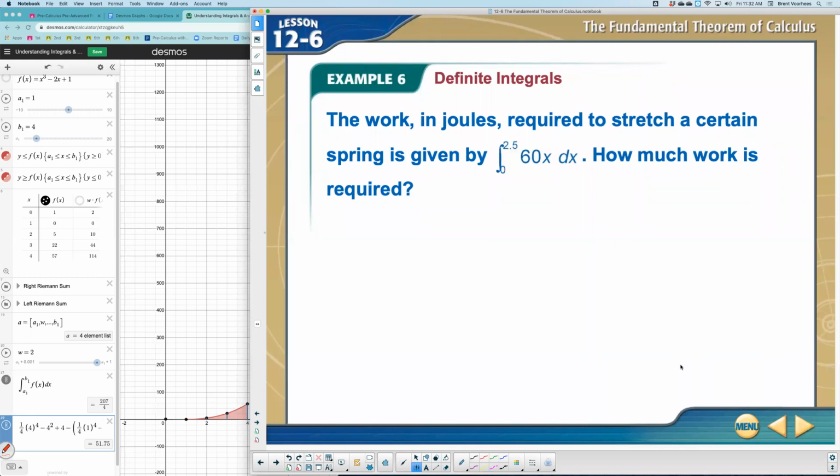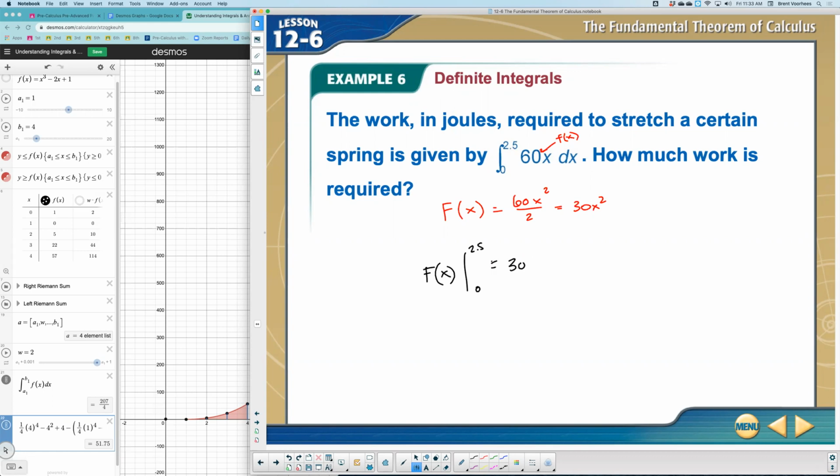Example 6. Now let's take a look at a real world example here. It says the work in joules required to stretch a certain spring is given by that integral. How much work is required? Okay, if I wanted to use algebra and do this by hand, I would need to say that 60 times x is my function f of x. So that means the antiderivative would be 60x. Now, it was the first power, so now it's the second power, divided by 2, which is the same thing as 30x squared. What I would need to do to solve this one is evaluate the antiderivative from 0 to 2.5.